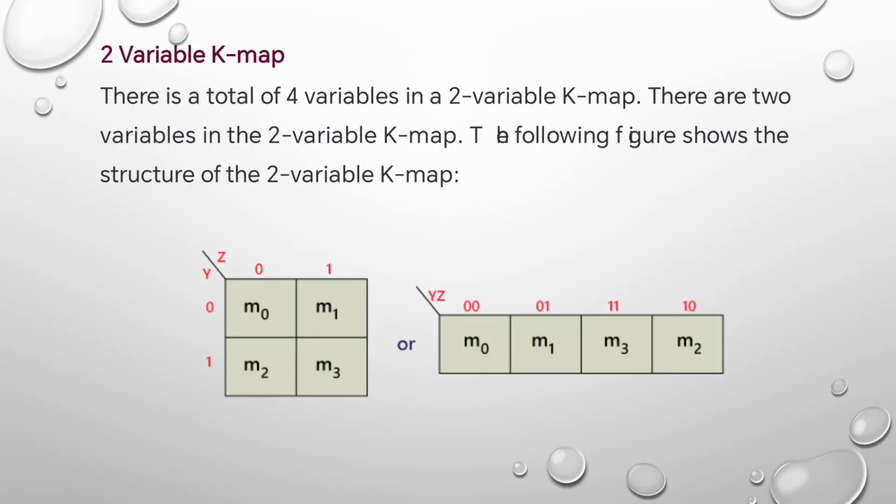So now we have to see what the two variable K-map is and how we have to frame it. There are a total of 4 cells in a 2 variable K-map. There are 2 variables in the 2 variable K-map. The following figure shows the structure of the 2 variable K-map. It may be in rectangle form or otherwise in square form. This is the way we have to represent the 2 variable K-map.